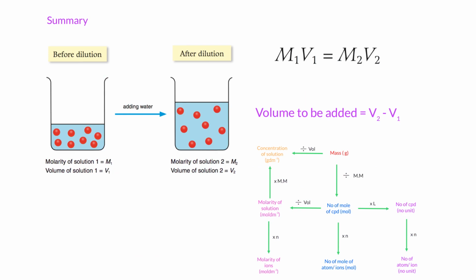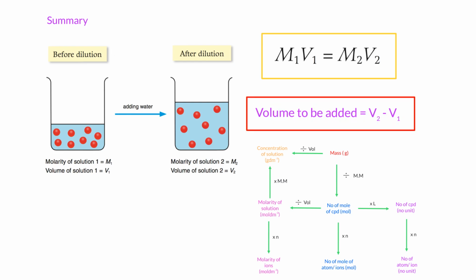So, summary: remember before dilution and after dilution, the number of particles should be the same. You just add water in it. So the most important concept here is M1V1 equals M2V2. The second one is about the trap. Remember when you are asked about the volume of water added, you have to do subtraction, V2 minus V1. Lastly, when you want to find the molarity of the constituent ions, cation, anion, whatever it is, you have to multiply by n. Only these 3 things.